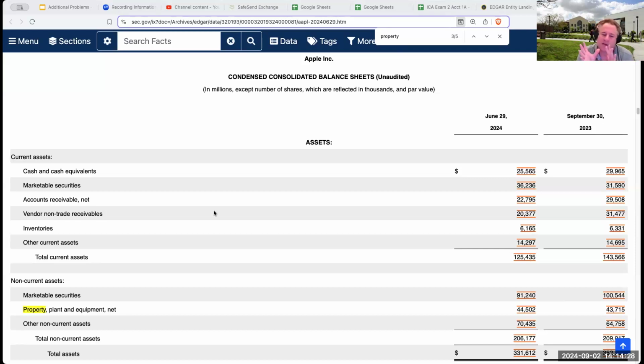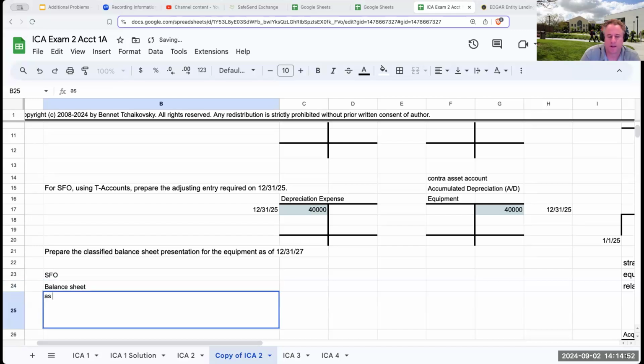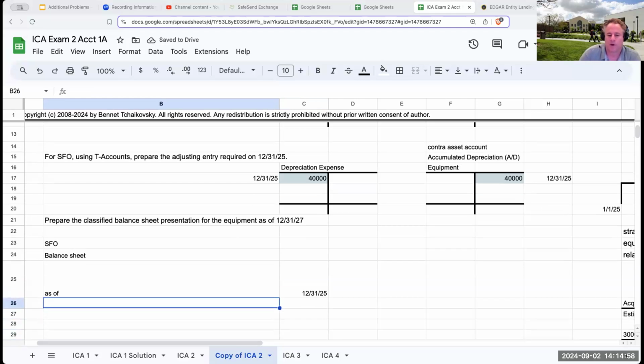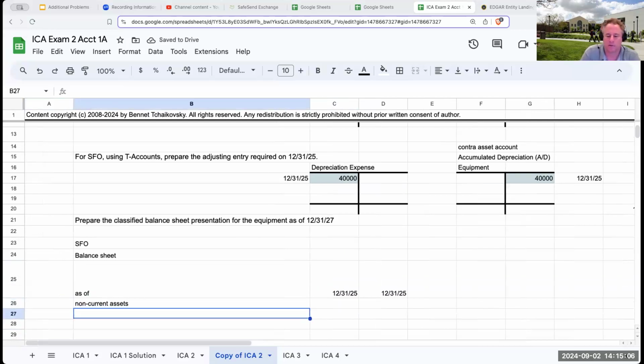So what does that mean? It means it's basically going to have a life of more than a year. So when we look over here at Apple, we're seeing property, plant, and equipment. It is a non-current asset. So what we're going to do is say, okay, balance sheet, SFO, balance sheet as of 12/31/25. So under non-current assets, I'm going to be going through here and showing equipment.